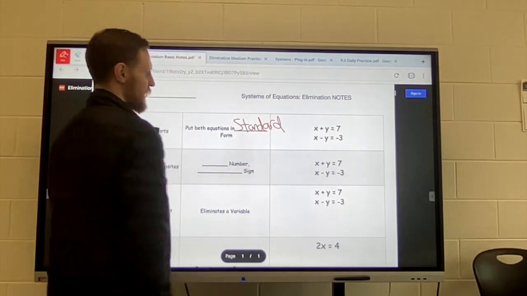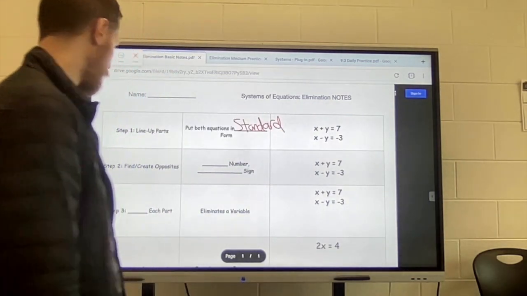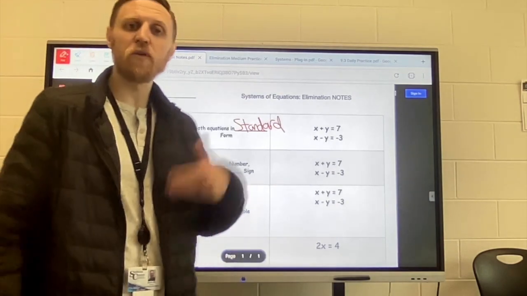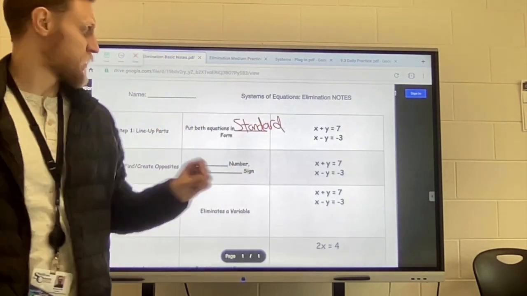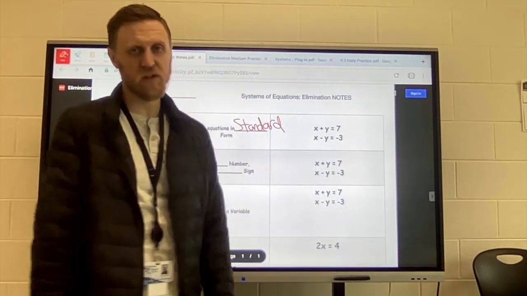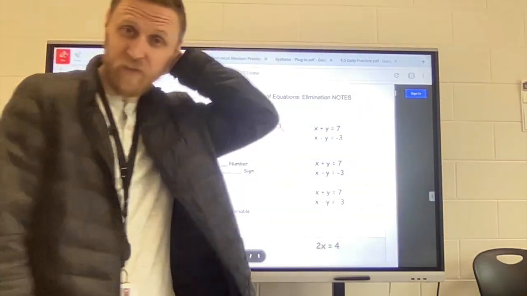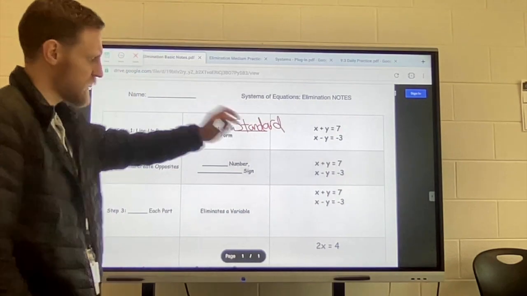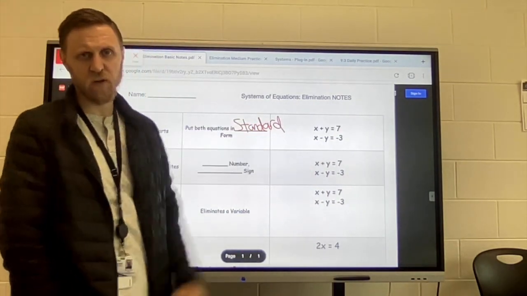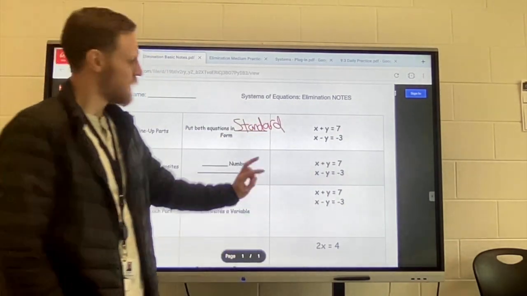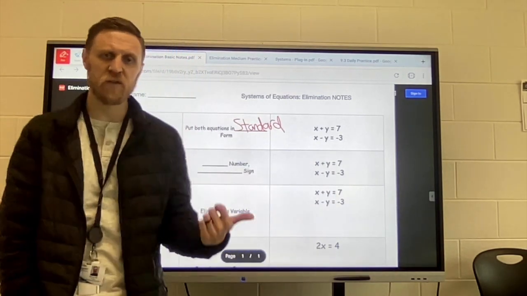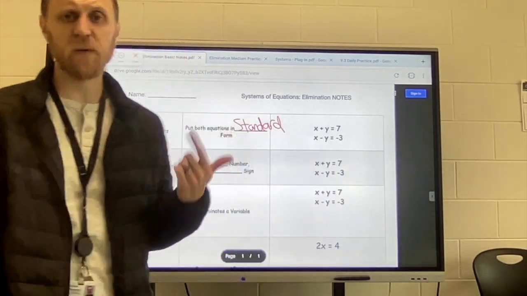Standard form. And once we have everything in standard form, what we're going to be looking for or creating is opposites. If you look at your equation on your paper, you've got the x and the x. The coefficients there are invisible ones, the same numbers in front of the x's, so those x's are the same. But if you look at your y values, notice how one's positive and one is negative. So those would be opposites.